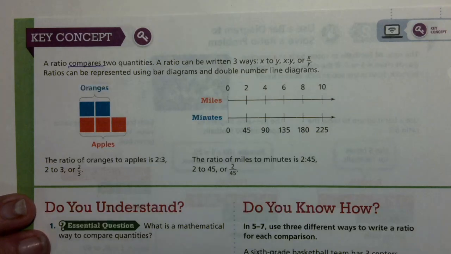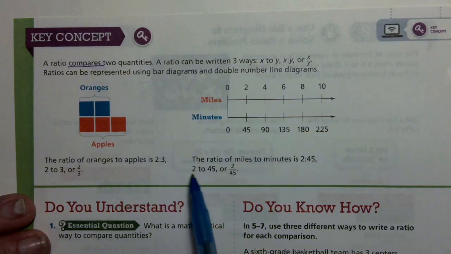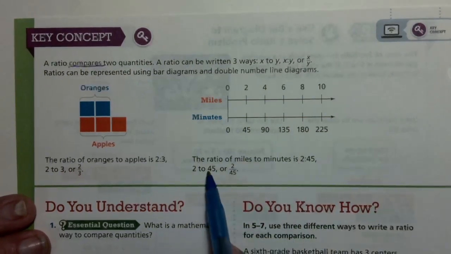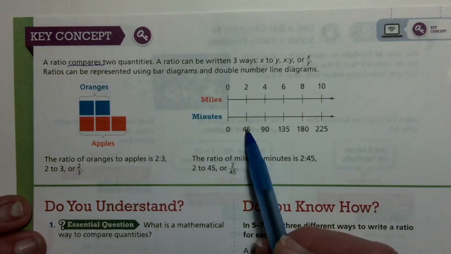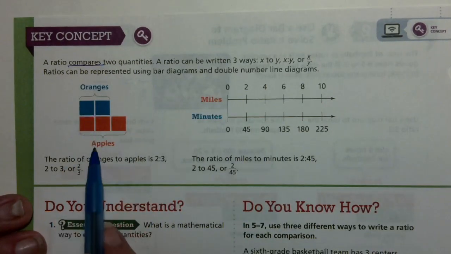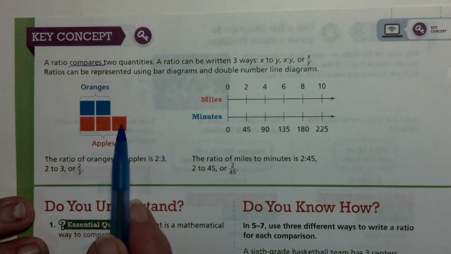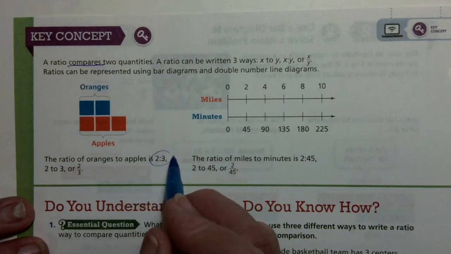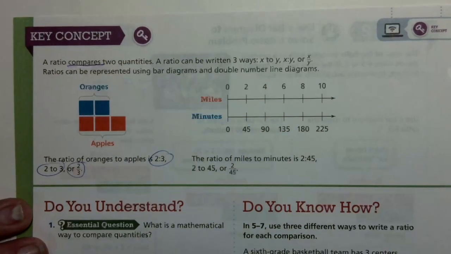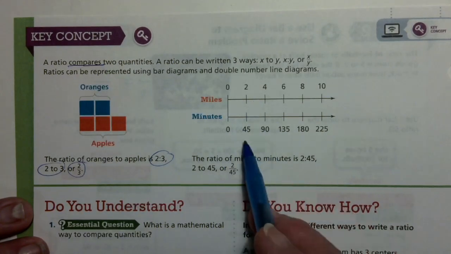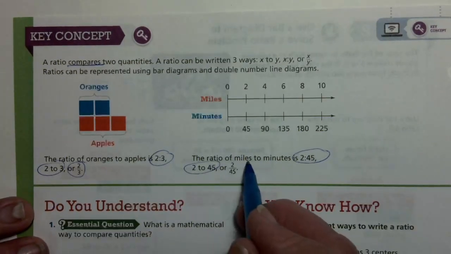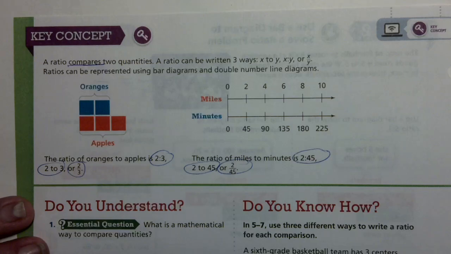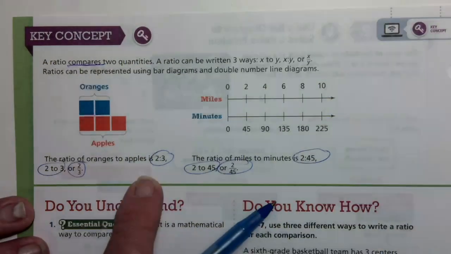Okay? Ratio of oranges to apples is 2 to 3. Ratio of miles to minutes is 2 to 45. How did they know all this information right here? They looked at the picture here. We got 2 oranges for every 3 apples. So we could write it this way, or this way, or this way. We looked at the chart and we know it. 2 miles every 45 minutes. These are answers to what that says.